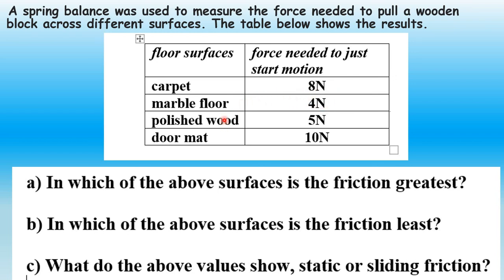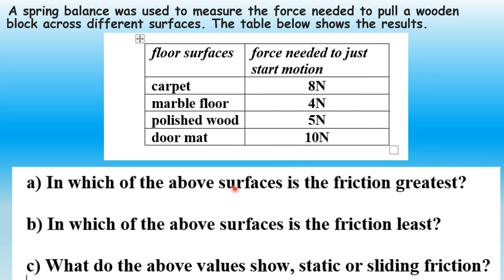Then polished wood. Okay, only 5 Newton force. Then carpet. Carpet is actually a rough surface. There will be many irregularities. So we have to apply 8 Newton force. Doormat. It's again very rough. So the number of irregularities will be more. So we have to apply a force of 10 Newton.